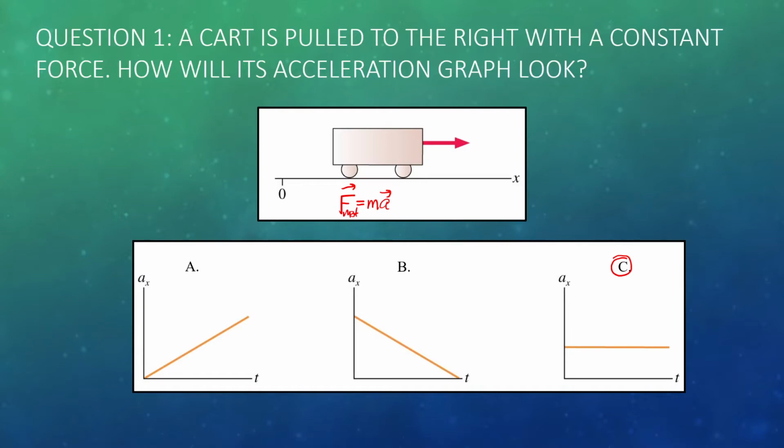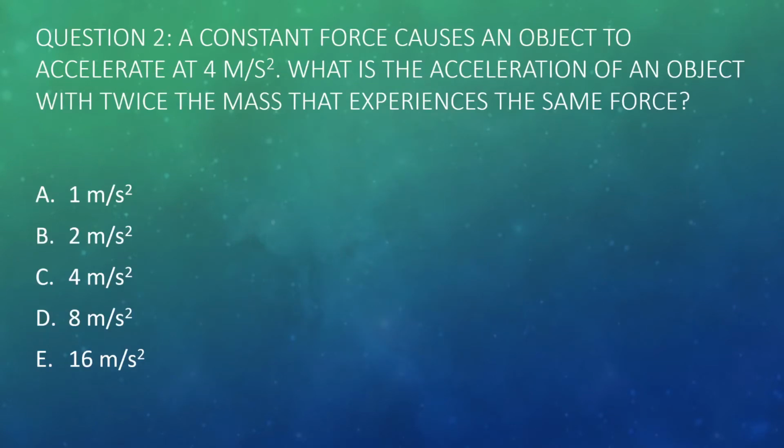All right, question 2. A constant force causes an object to accelerate at 4 meters per second squared. What is the acceleration of an object with twice the mass, but the same force? I'll give you a hint. It has to do with F equals ma. Okay. The problem here is asking about the acceleration. So let me rearrange our equation. a equals F over m.